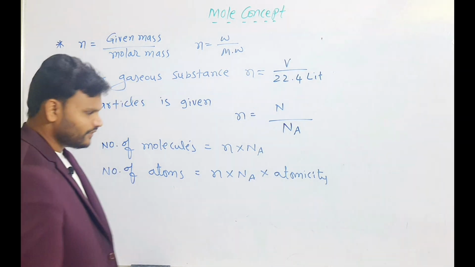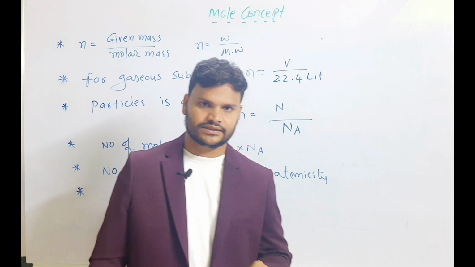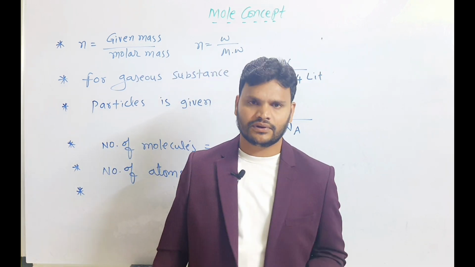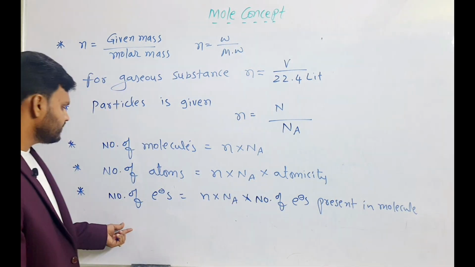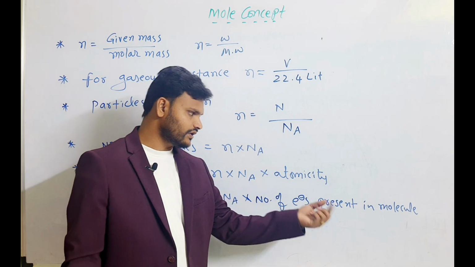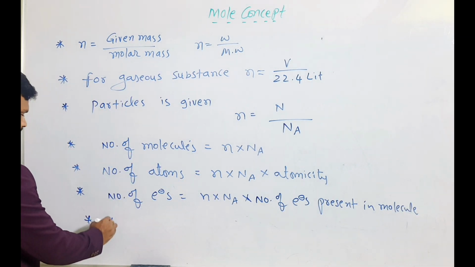ये तीनों को संबंध होते हैं स्टूडेंट्स. नंबर ऑफ मोल्स आने के बाद नंबर ऑफ मॉलिक्यूल्स फाइंड आउट कर सकते हैं. नंबर ऑफ मॉलिक्यूल्स आने के बाद नंबर ऑफ एटम्स फाइंड आउट कर सकते हैं. दैट इज द लॉजिक इन मॉलिक्यूल. समटाइम्स दे विल आस्क नंबर ऑफ न्यूट्रॉन्स. Same formula: n × Na × number of neutrons present in a molecule. Clear?